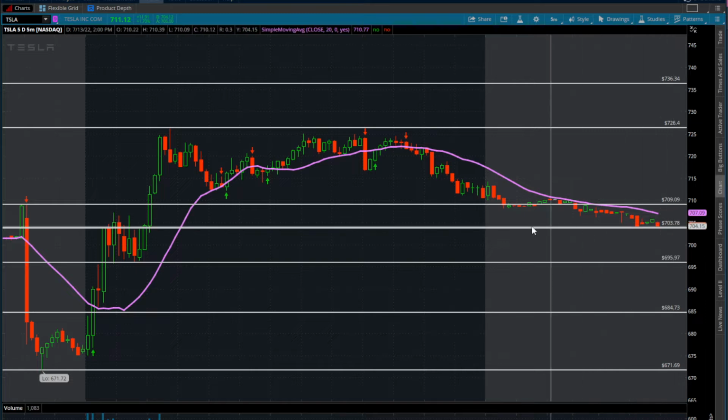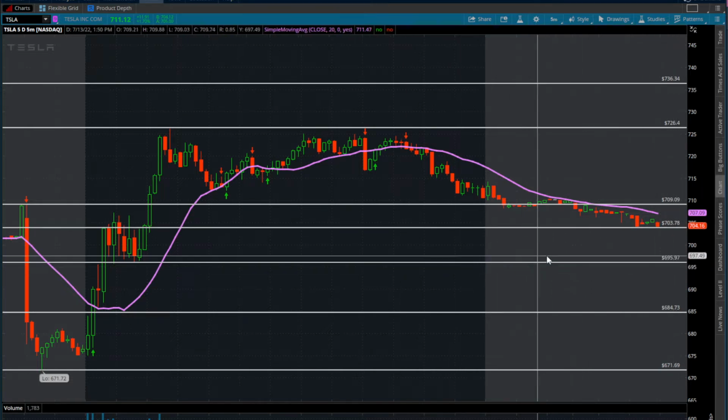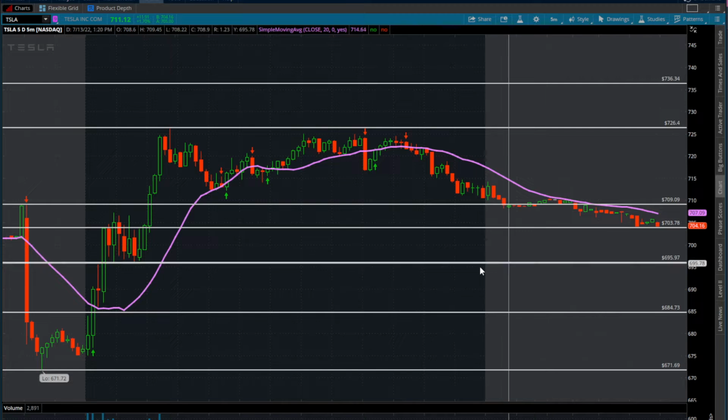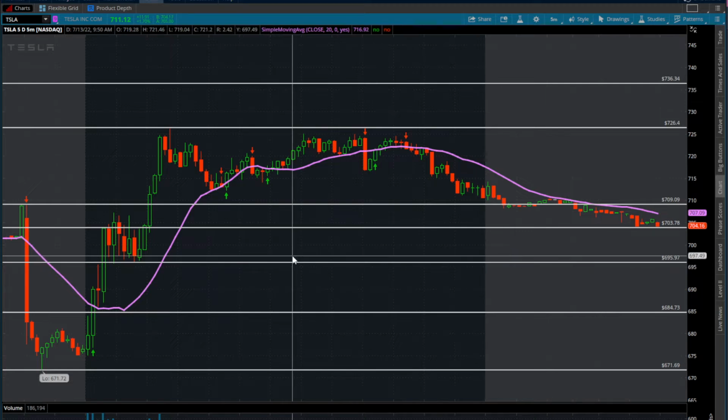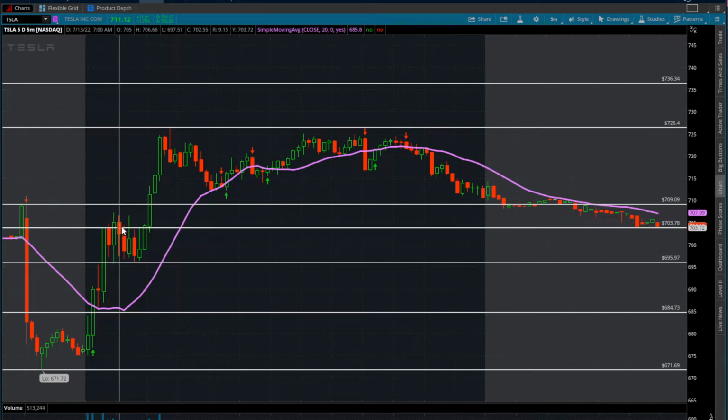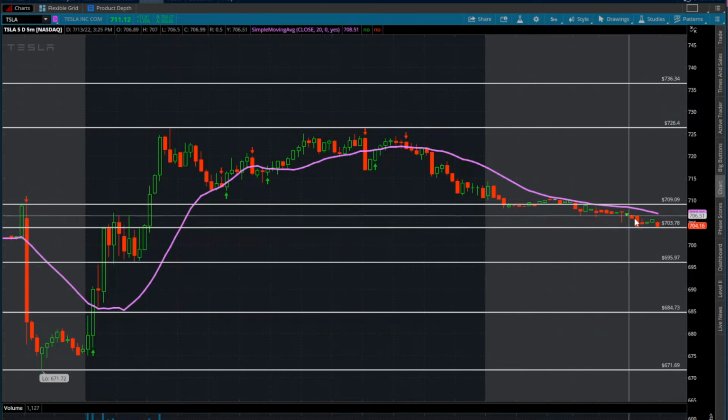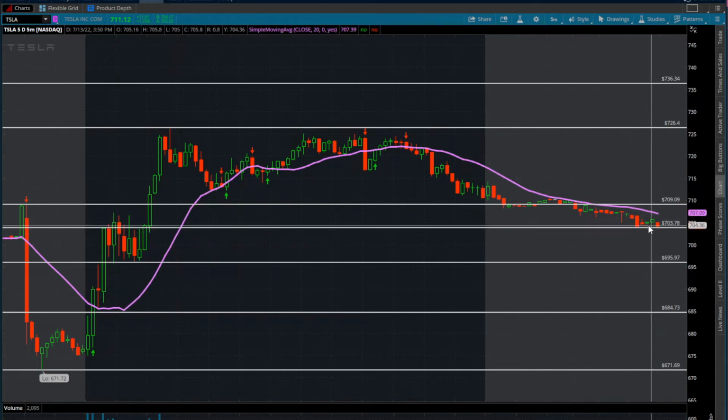Now you can see I have a line here at 703.78. And why do I have this line here? If we were to go back and look at some previous areas where the stock was rejected, you can see a lot of price action here that's also correlating with where we're sitting in the after hours session. So I went ahead and put a level of demand here.